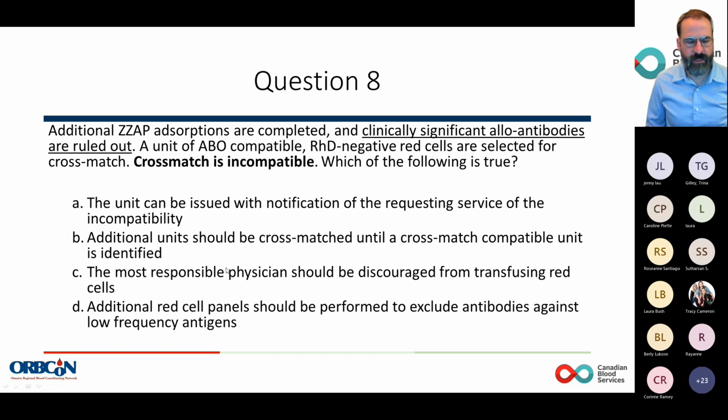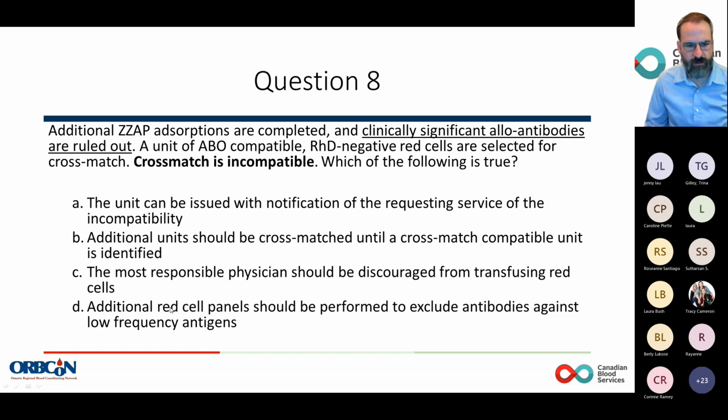All right, so question 8. Additional adsorptions are completed, and we're able to finally rule out alloantibodies. A unit of ABO compatible RHD negative red cells are selected for cross-match, but the cross-match is incompatible. Which of the following is true? The unit can just be issued with notification of the requesting service that it's incompatible. Just let them know, but we're not too worried about it. Additional units should be cross-matched until a cross-match compatible unit is identified. We are worried about this cross-match incompatibility. We've got to keep looking for other compatible units.